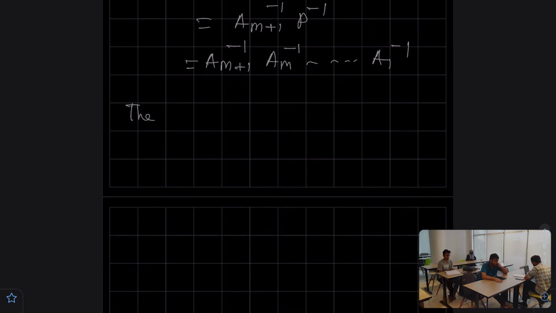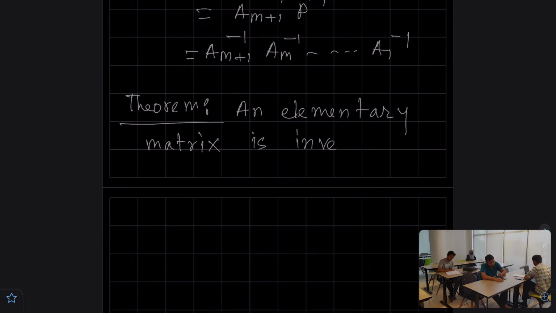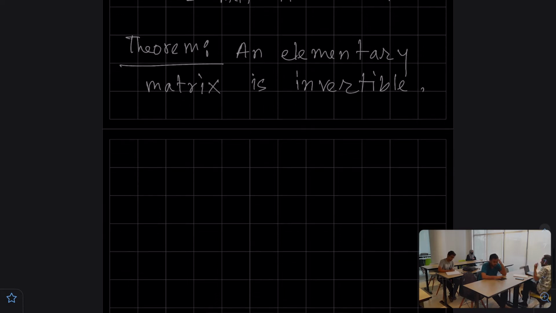Now theorem: an elementary matrix is invertible. That means for every elementary matrix there exists an inverse matrix, and if you multiply it with the inverse matrix, you will get the identity. Right? Okay, so how can you prove that?